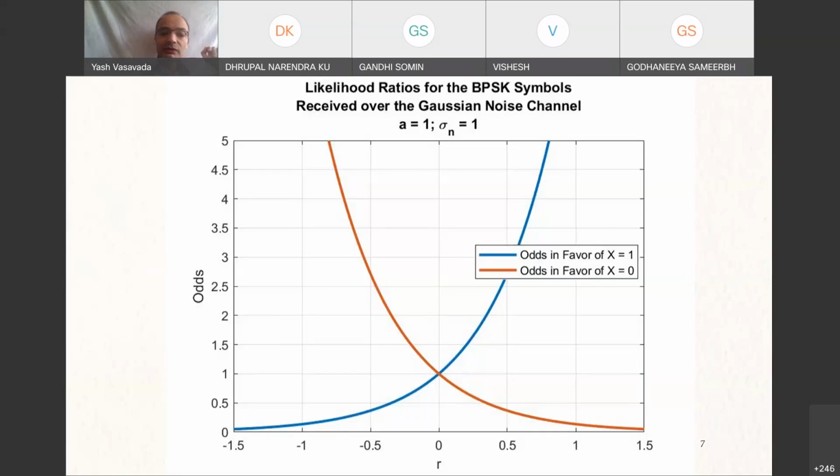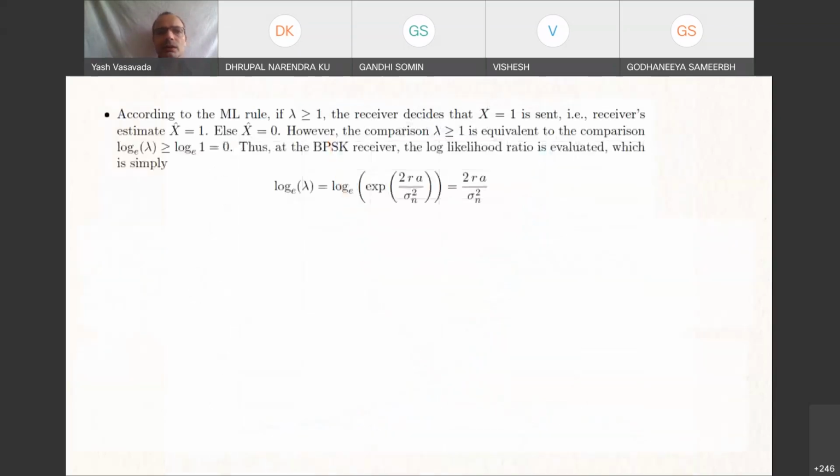But as you move away from the decision boundary, either on the left or the right side, then the likelihood ratios either become very high or become very low, which is a sign that the receiver is becoming increasingly more confident, which means that the chances that it will make a demodulation error will also reduce.